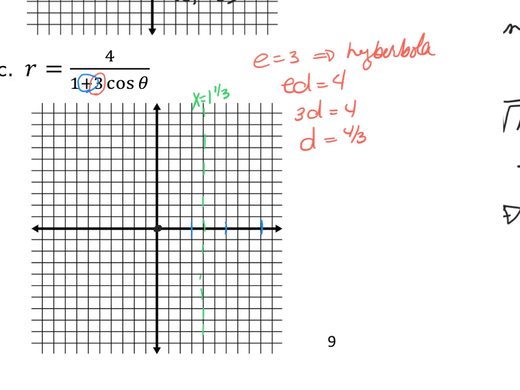Right here is where one of my foci is. Now remember, because we're in polar coordinates, though my graph is in an XY plane, one of the foci has to be at the origin, or not the vertex. Yeah, the focus always has to be at the origin. So what I'm going to do now is figure out the length of my major, or my transverse axis.